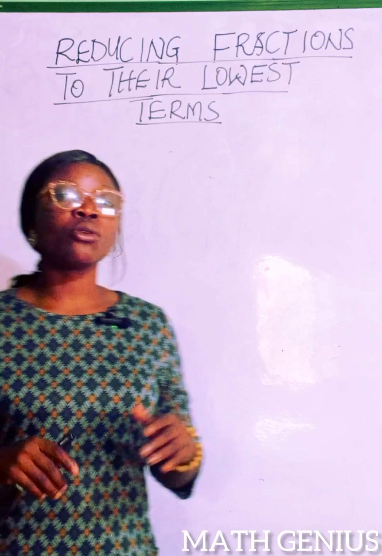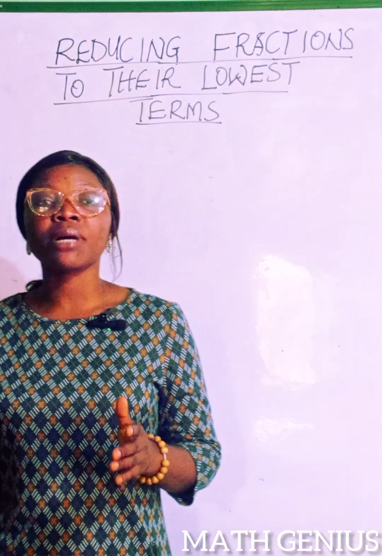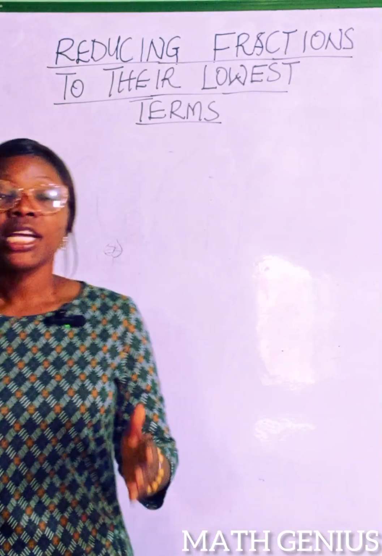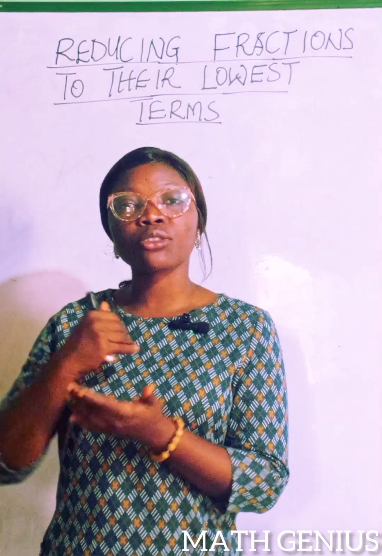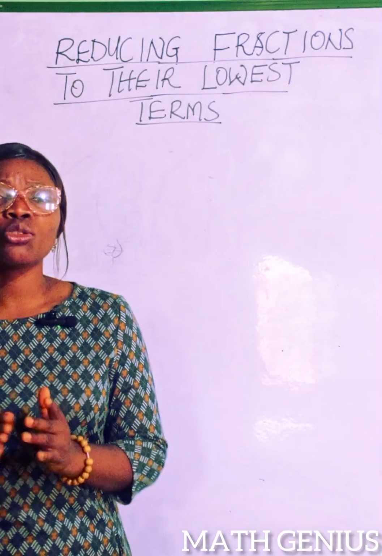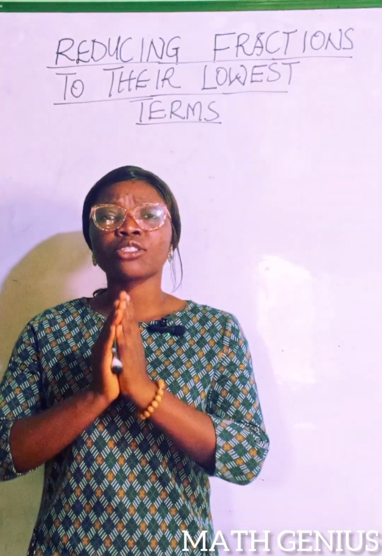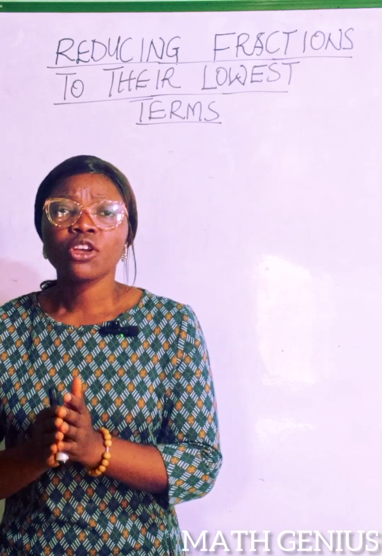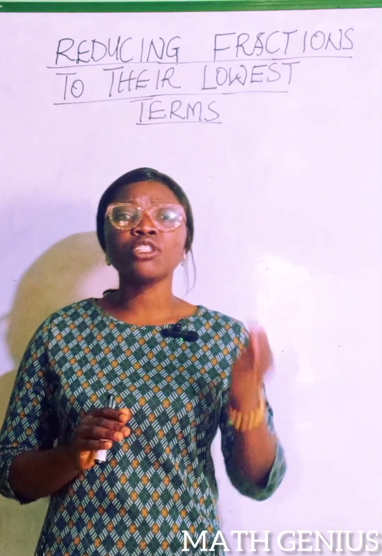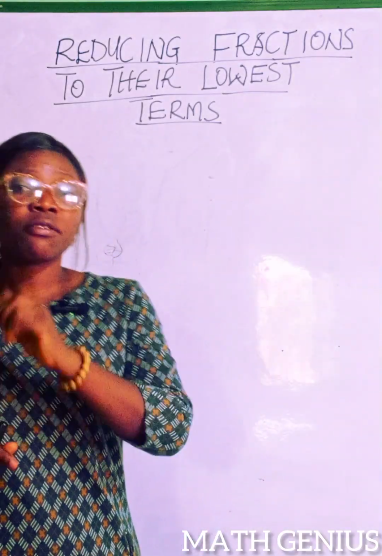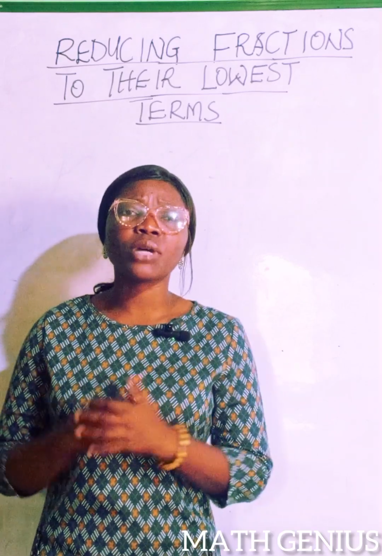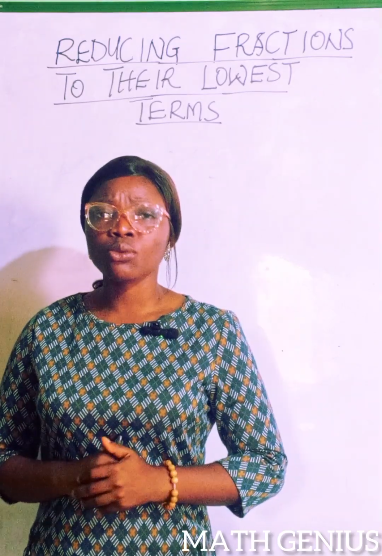So whenever you solve a particular problem and your quotient, your answer, is an improper fraction, all you need to do is check if the fraction can be reduced. If it can be reduced, you reduce before turning it into a mixed fraction. So I'm going to be taking practical examples and I would love you to follow me.